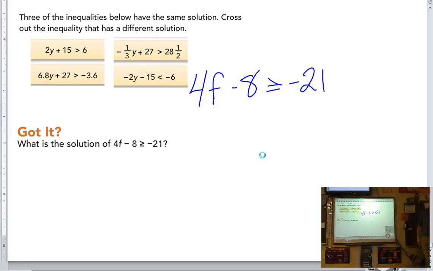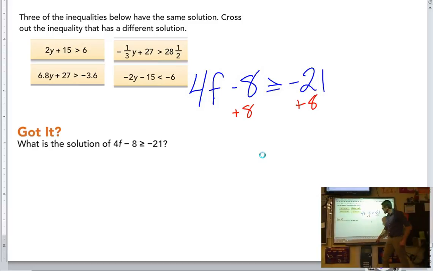So, CJ, because people kind of already gave this away, we'll go ahead and talk about the first step. What would be the first thing that you would do here? We would add 8 to both sides to stop the minus 8 from happening.